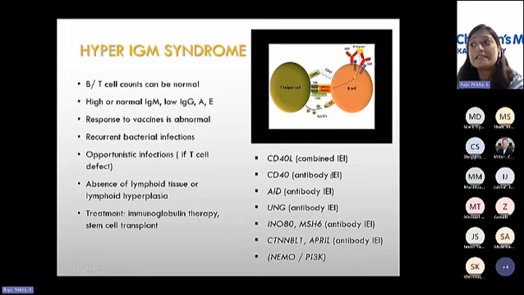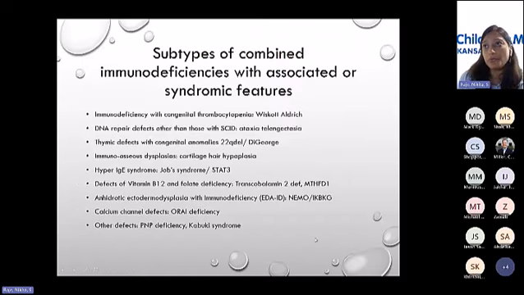However, if the defect is in the class switching genes such as AID, those are just B cell defects, and those look like B cell defects. Those patients will not have opportunistic infections. And then this is the list of other genes that cause hyper IgM syndrome. There are also some disorders like NEMO defect or PI3K, where the IgM is high, but they are not typically considered hyper IgM syndrome. There are other subtypes of combined immunodeficiencies.